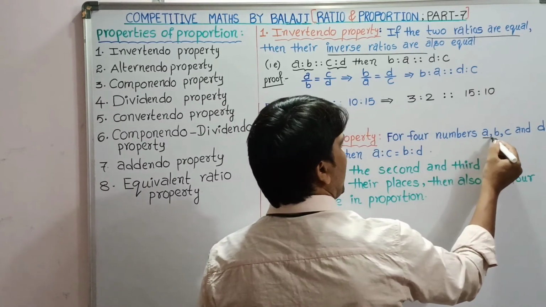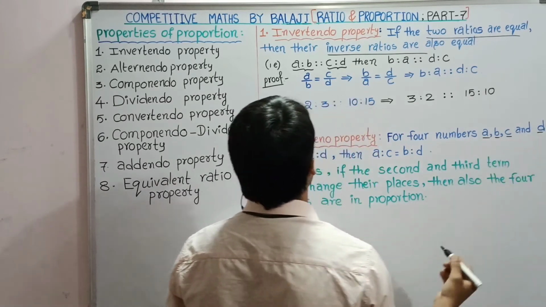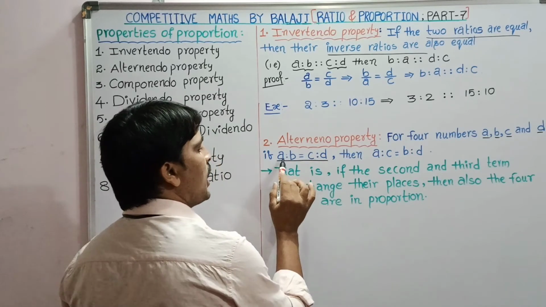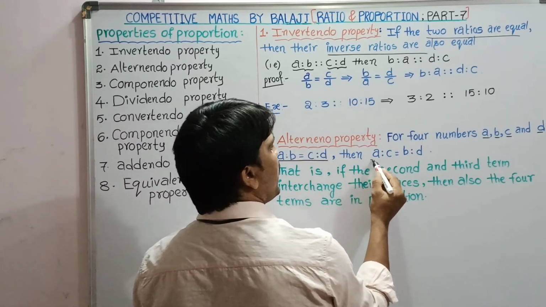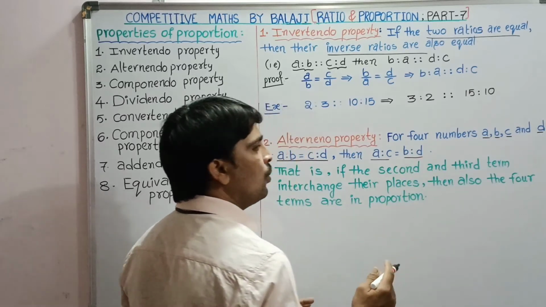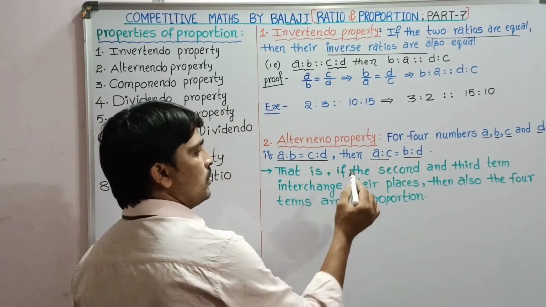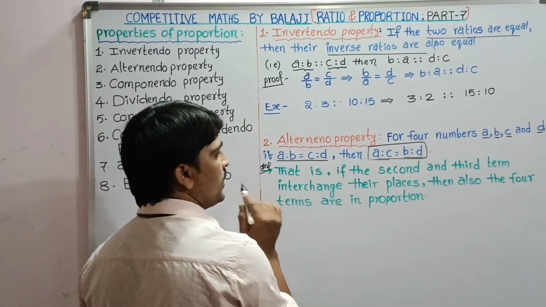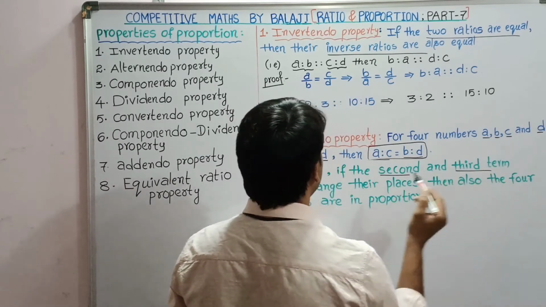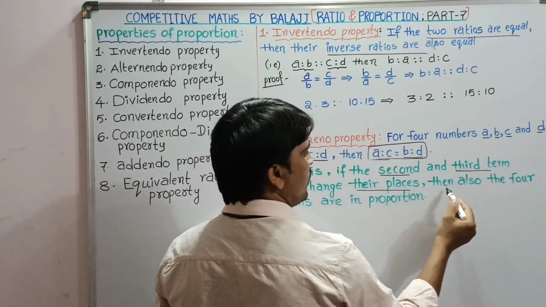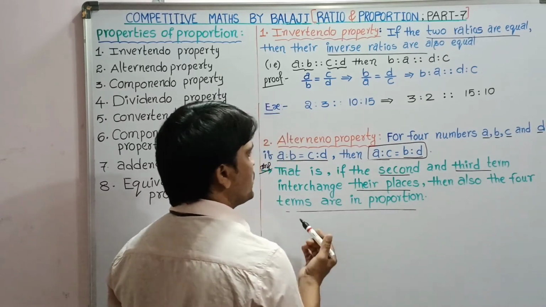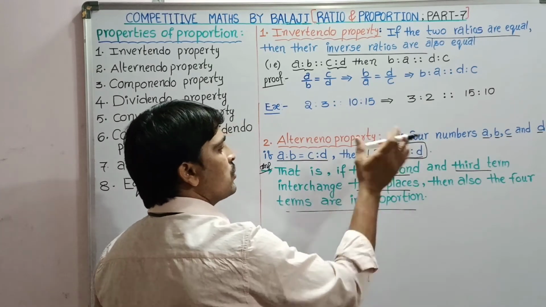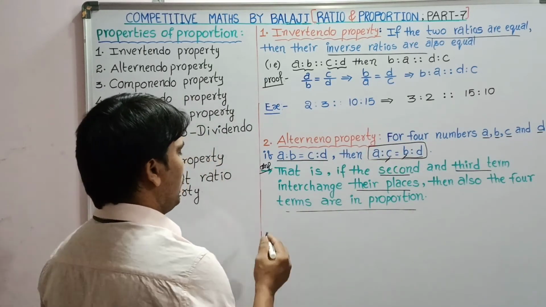For four numbers A, B, C and D, if A is to B is equal to C is to D, that means A, B, C, D are in proportion, then A is to C is also proportional to B is to D. That means this can be concluded as follows. Important thing: if the second and third terms interchange their places, then also the four terms are in proportion. See here, B and C interchange their places, then also the four numbers again are in proportion.